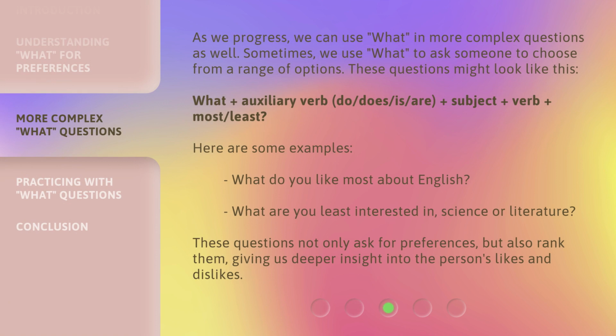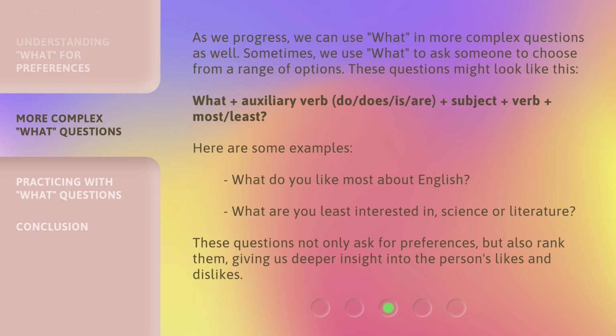As we progress, we can use what in more complex questions as well. Sometimes, we use what to ask someone to choose from a range of options. These questions might look like this. What plus auxiliary verb, do, does, is, are, plus subject plus verb plus most, least.